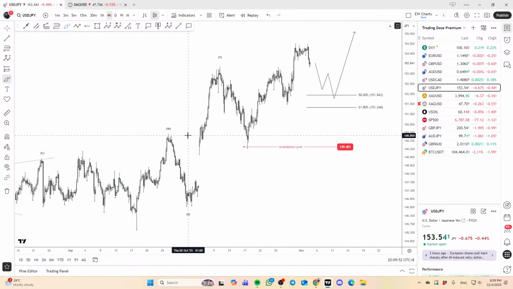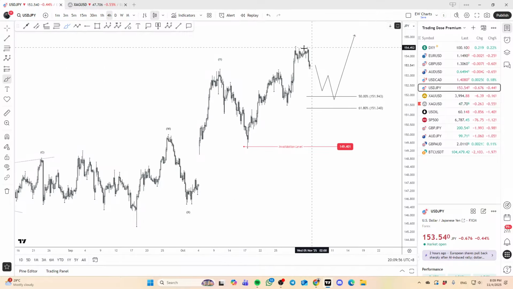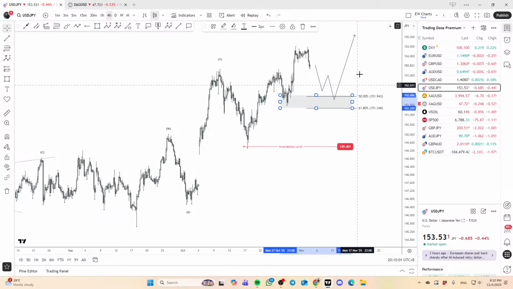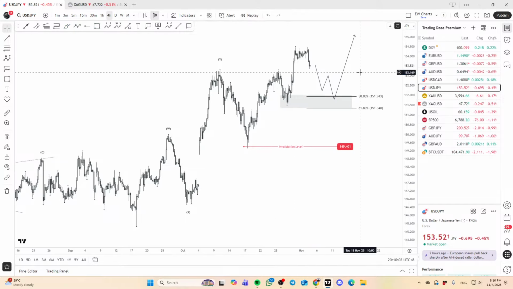Then we have dollar yen. So dollar yen is something very interesting because looking at this structure here, there is a good possibility we might get a setup this week. But of course, bear in mind, we do have the NFP on Friday as well, and then this is dollar yen, so dollar is involved.